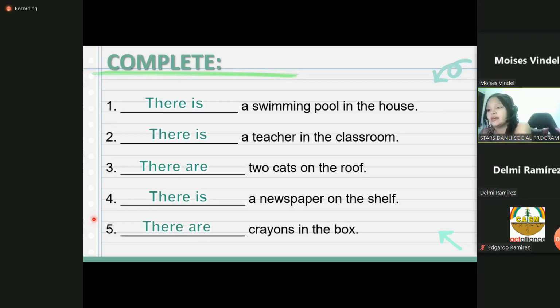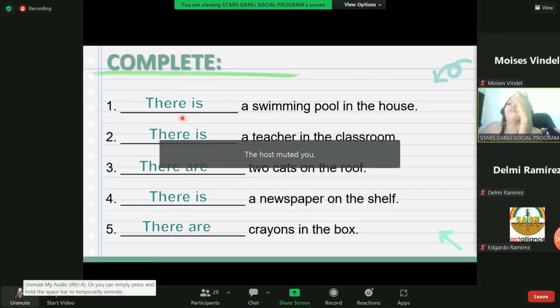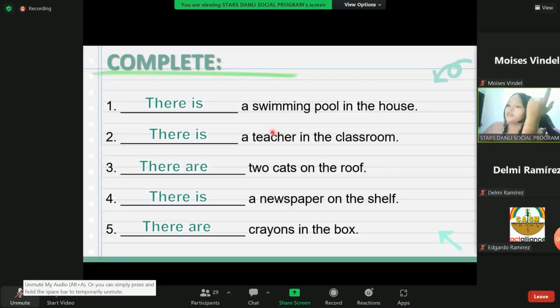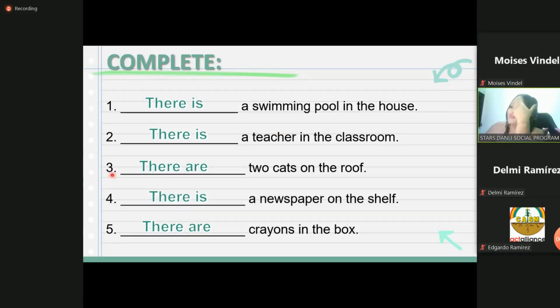So in this case, just to summarize, we use there is if we have 1. There is a swimming pool, just 1. There is a teacher, just 1, and there is a newspaper, 1 newspaper. But we're going to use there are if we have 2, 3, 4, 5, 800, 200, in this case, things or people. So there are 2 cats on the roof and there are crayons. Acá la última no nos indica cuántos, no nos dice 3, 4, pero la palabra es en plural, entonces significa que hablamos de varios.